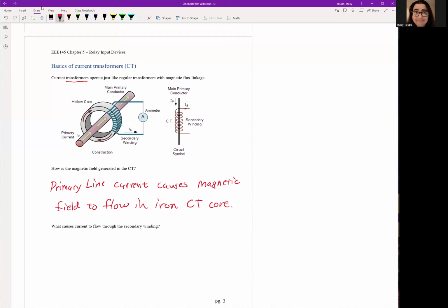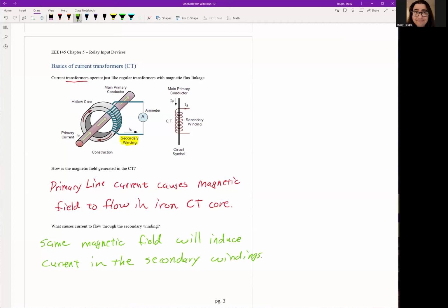And then the next question is, what causes current to flow through the secondary winding to the relay? Okay, so this is what we mean by secondary winding right here. Well, remember, we have a magnetic field flowing through the CT core. So the same magnetic field will induce current in the secondary windings, right?